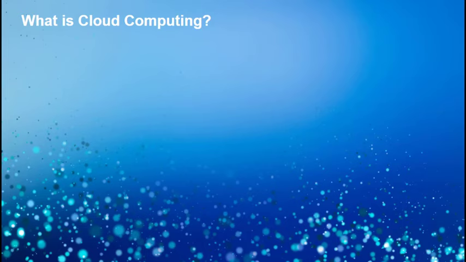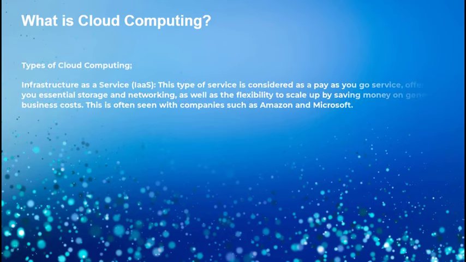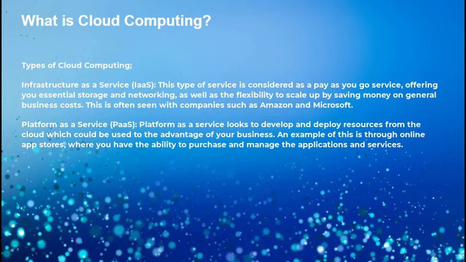So if you're a business, you'll probably want to be deciding what type of cloud do I need, how do I go about this. There are many different types out there, and the three most common ones are infrastructure as a service, also known as IaaS, and this type of service is considered as pay as you go. This offers you essentials as well as the flexibility to scale up by saving money on general business costs. This is often seen with companies such as Amazon and Microsoft who offer this as a service. Platform as a service, on the other hand, PaaS, looks to develop and deploy resources from the cloud which could be used to the advantage of your business.